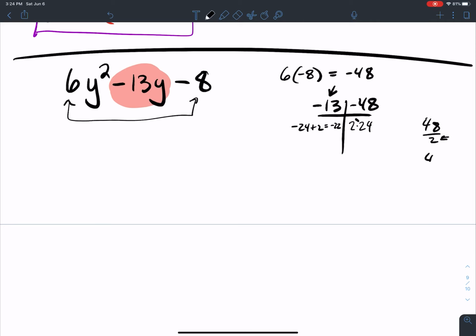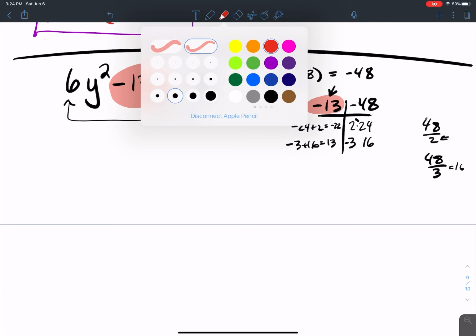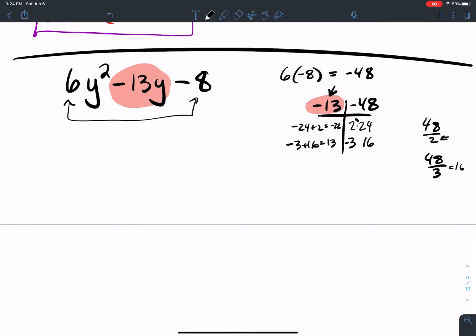Well, what's after 2? Maybe 3, right? So 48 divided by 3. 48 divided by 3 is 16. So I have 3 times 16. Now I could try the negative, and so that's -3 plus 16, but that gives me positive 13. What do I want? Negative 13. So how do I fix that? I do the negative 16, right?